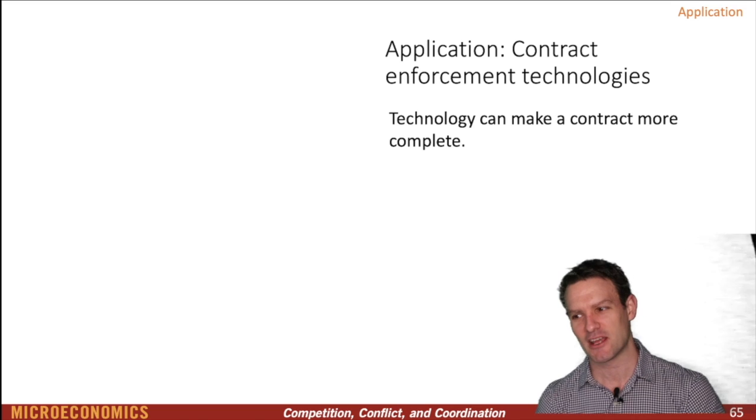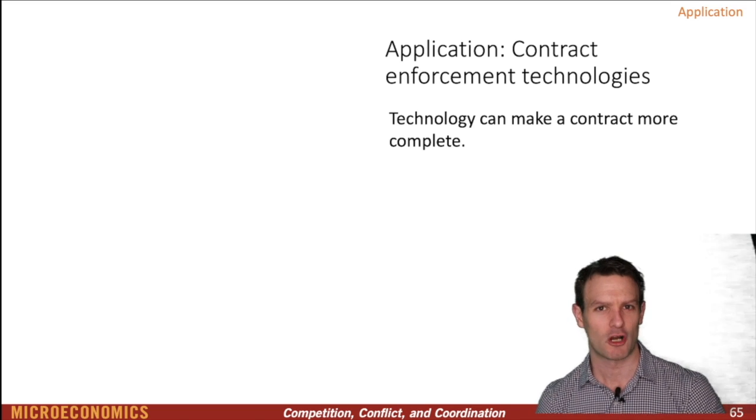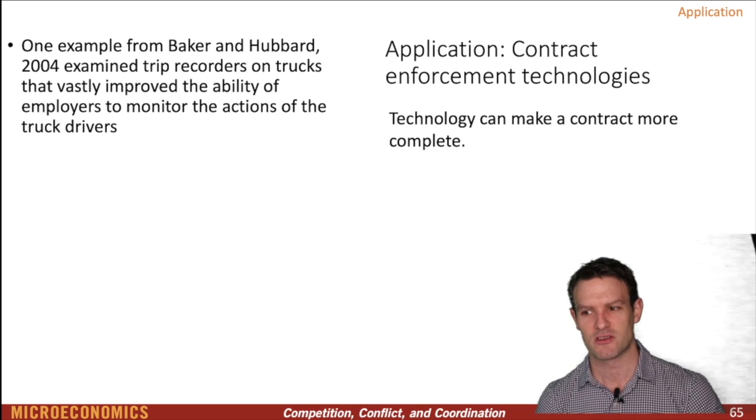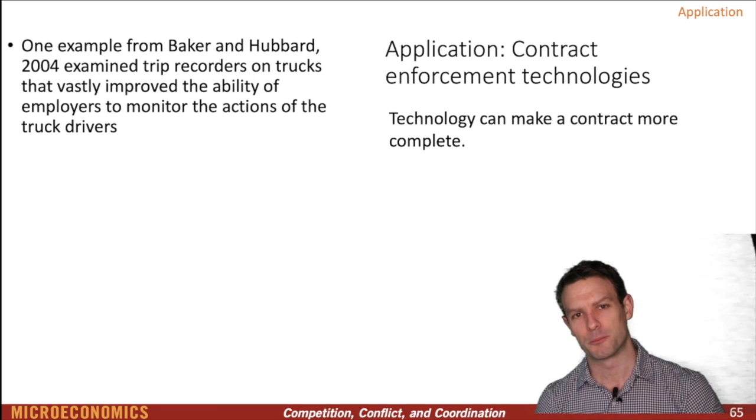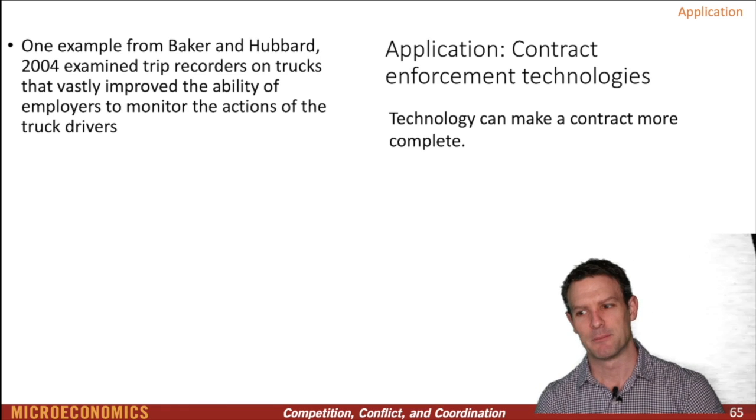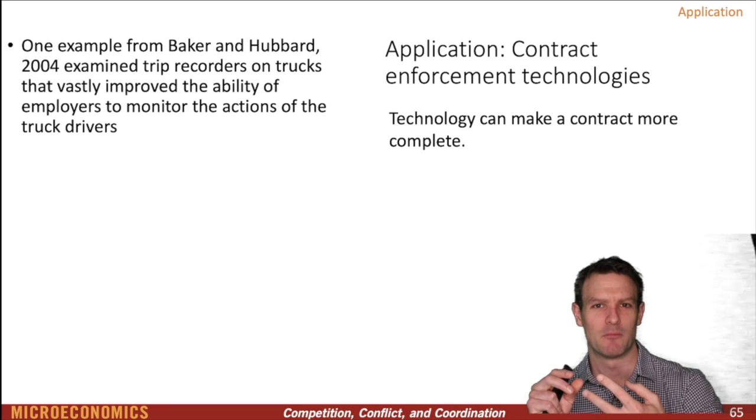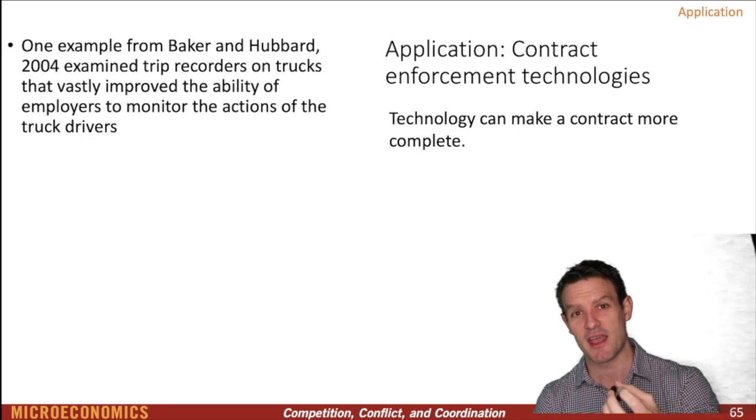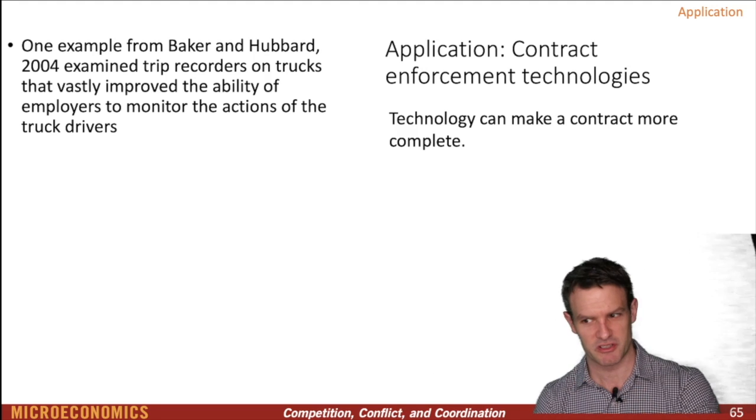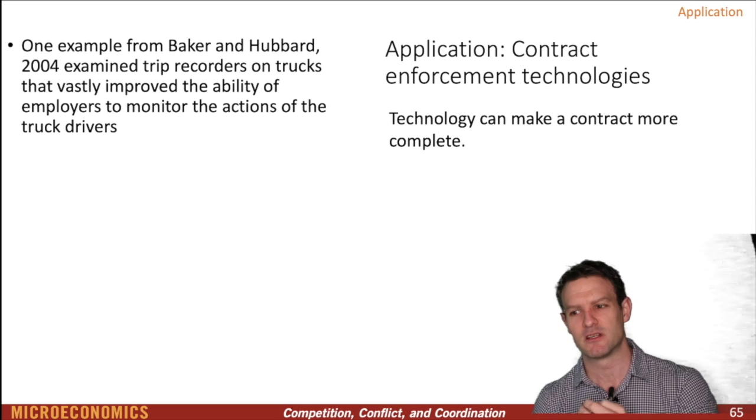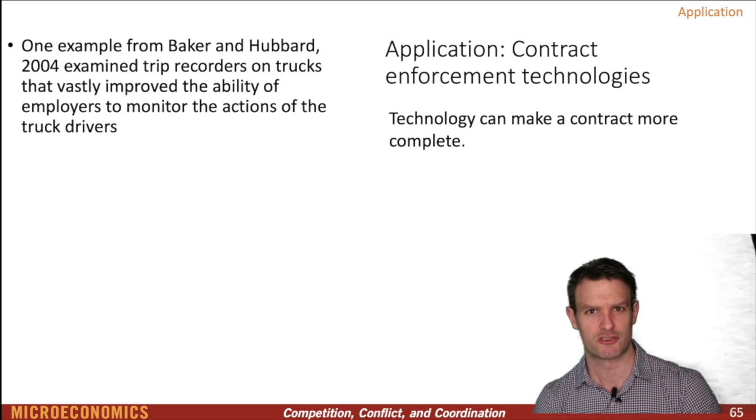Well, we can look at an application of this in the way that technology can make a contract more complete. One example is from two authors, Baker and Hubbard, in 2004, and they examined these things called trip recorders. What trip recorders do is they record on trucks the speed at which trucks are going and what the truck's driver is doing. So think of it as a kind of initial GPS, but on trucks for logistics companies. And so what this meant is that it increased the ability of employers to monitor the actions of truck drivers.